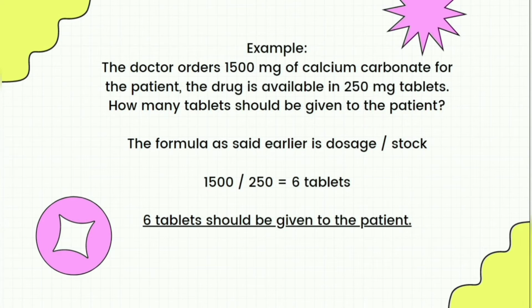For example, the doctor orders 1,500 milligrams of calcium carbonate for the patient, and the drug is available in 250 milligram tablets. So how many tablets should be given to the patient? The formula, as said earlier, is dosage divided by stock. So our dosage is 1,500, then divide by 250. So 1,500 divided by 250 is equal to 6. So 6 tablets should be given to the patient.